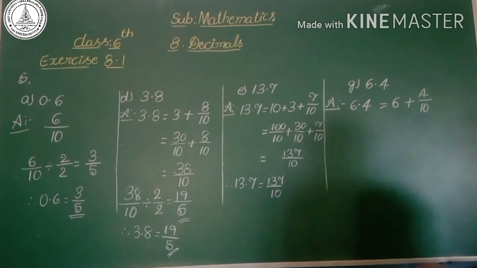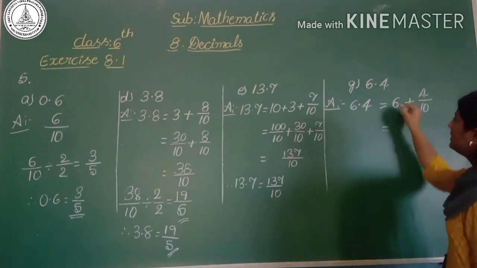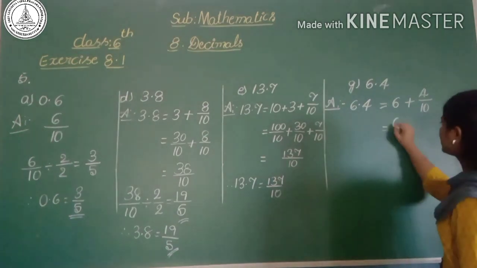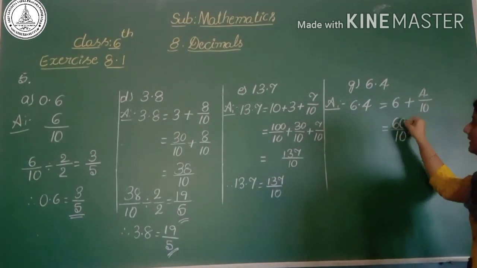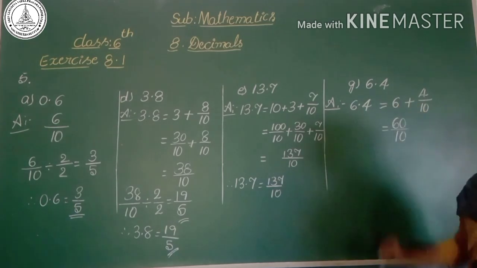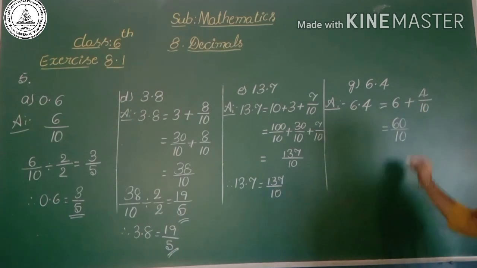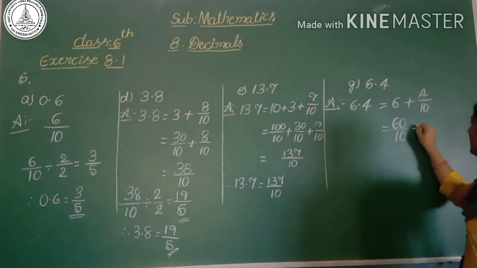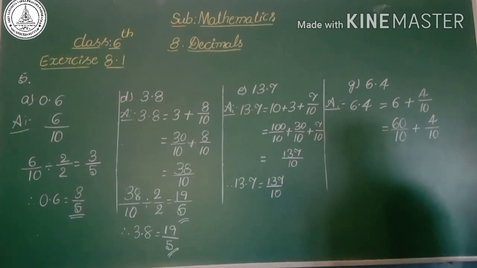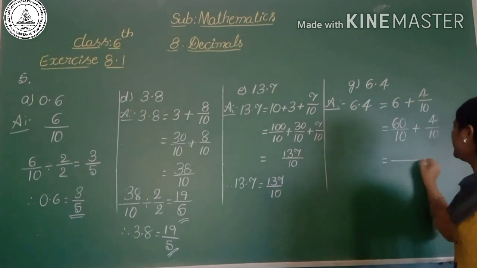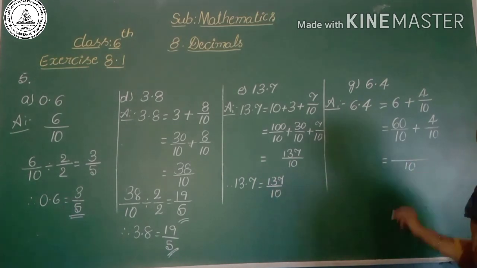6 ones plus 4 tenths, which is equal to... 6 can be written as 60 by 10. 60 by 10 means 10 ones are 10 in 6 jar, so we will get the answer 6. So we can write it as 60 by 10 plus 4 by 10. Now these two are like fractions. Add the numerators and write the denominator as it is.